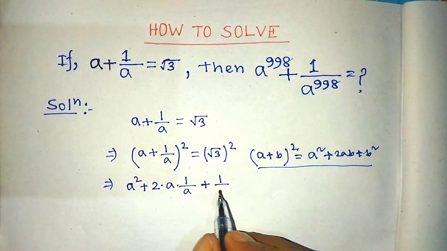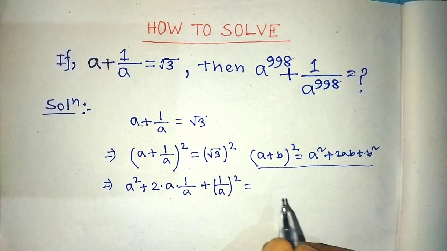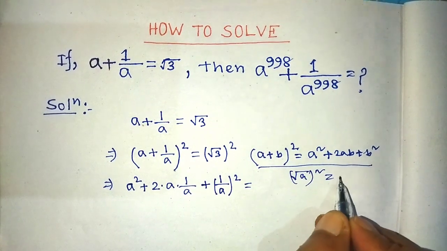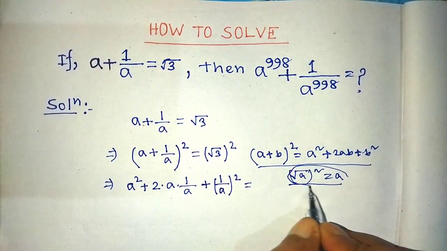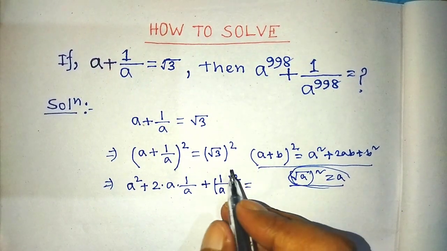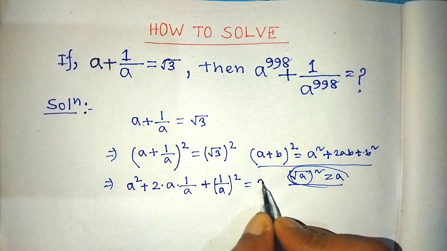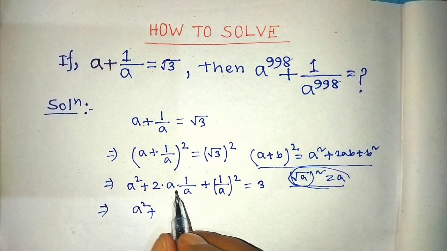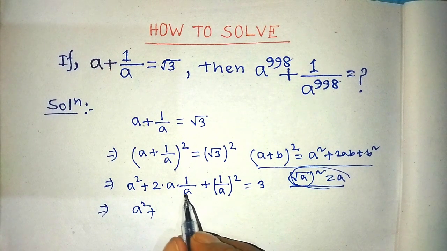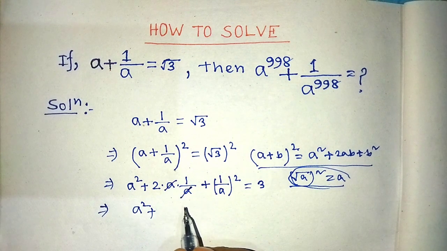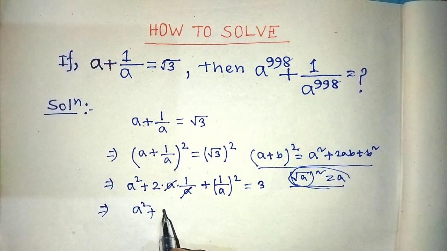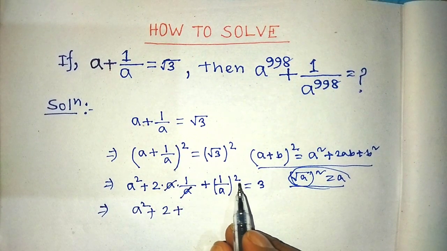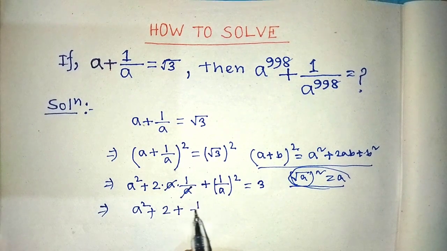Here is b square, so we write 1 over a whole square is equal to, and we know that root 3 whole square means 3. So this rule we apply on the right side, and on the right hand side we can write 3. Again we write a square plus 2 into a into 1 over a. We can cancel a from numerator and denominator, so we write only 2, plus 1 over a whole square.